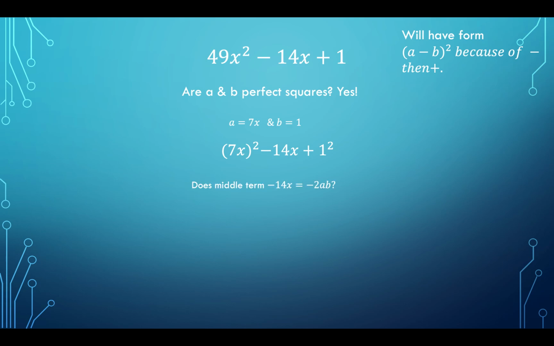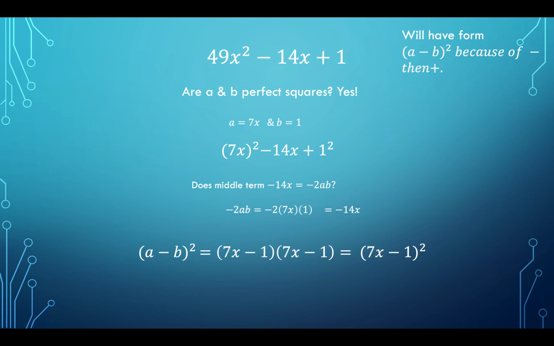So does the term negative 14x equal negative 2 times A times B? Now we're going to plug in for A and B. So we have negative 2 times 7x times 1. Negative 2 times 7 is negative 14, times 1, negative 14, times x, and we get negative 14x. Negative 14x is equal to negative 14x, yes.